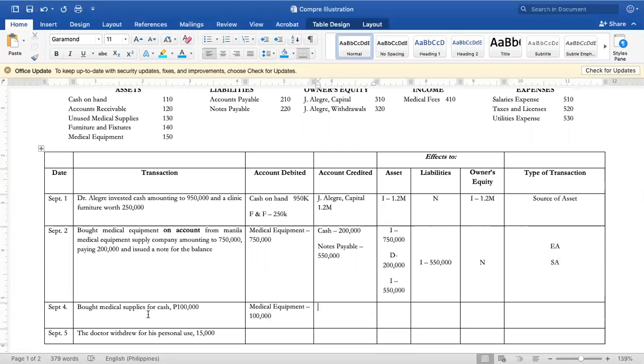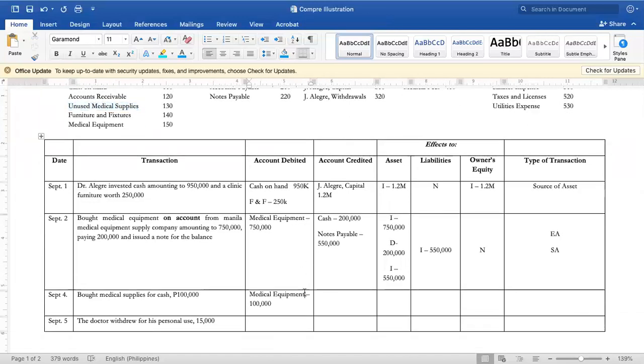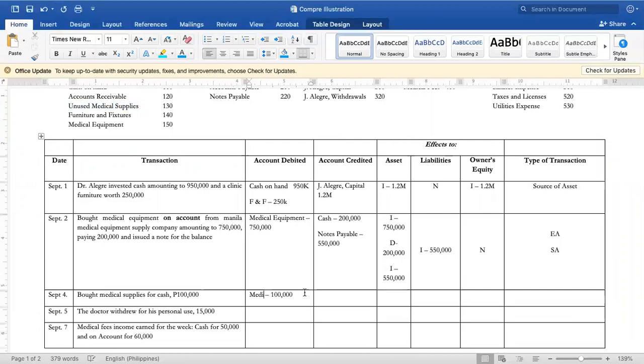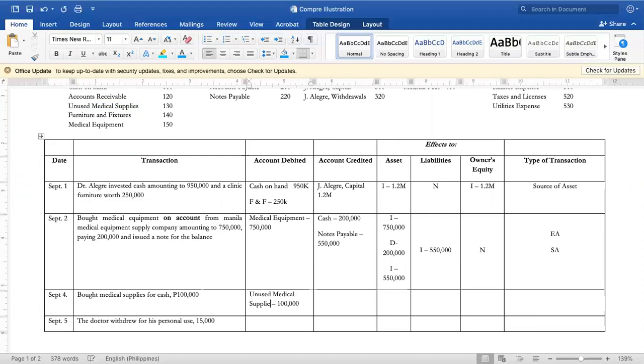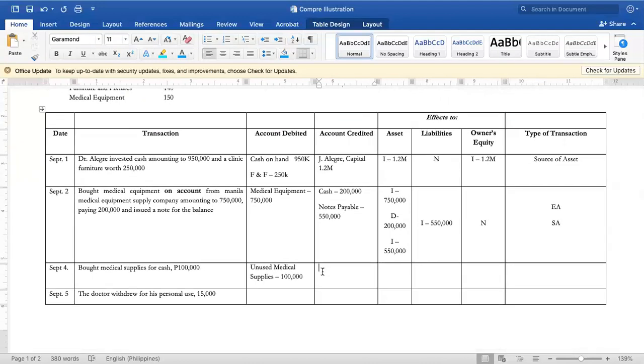Sorry. This is supplies. This is not an equipment, therefore it is not medical equipment. So we look at the chart of accounts, and we use unused medical supplies. The supplies have not been used yet because you just bought them. So, unused medical supplies. Next, what did we give, what did we credit, the amount credited or the account credited? So we credit cash because it was bought in cash. So that is worth 100,000.